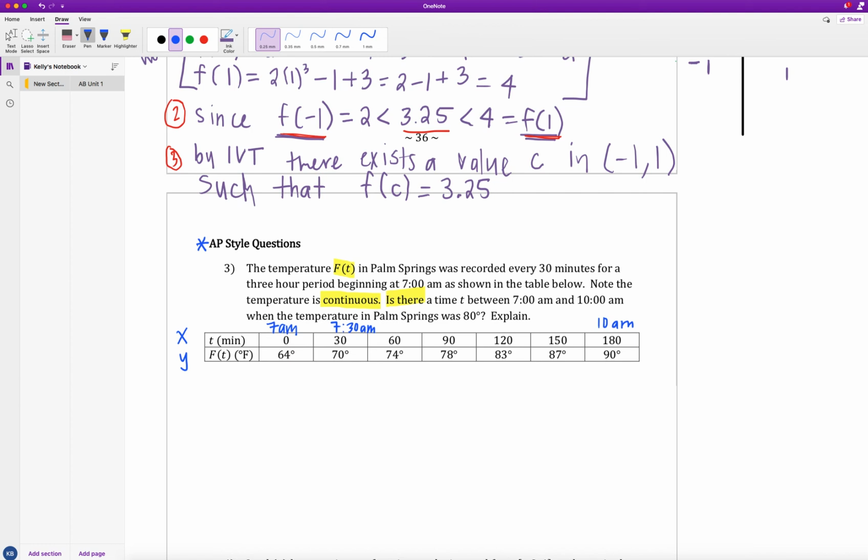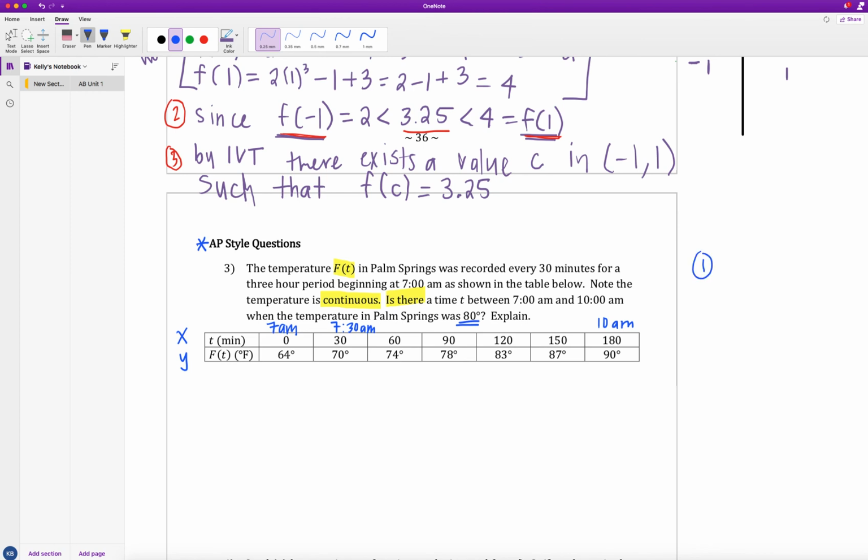So let's think about this. Do you guys think that there exists a time where the temperature is exactly 80 degrees? Why don't you guys look at that data in the table and think about, would that even be possible for this temperature to hit 80 degrees? So yes, it's definitely going to happen. And the reason I know that is because of the intermediate value theorem.